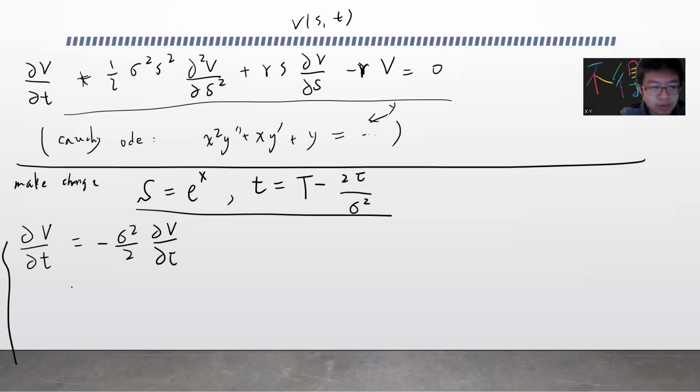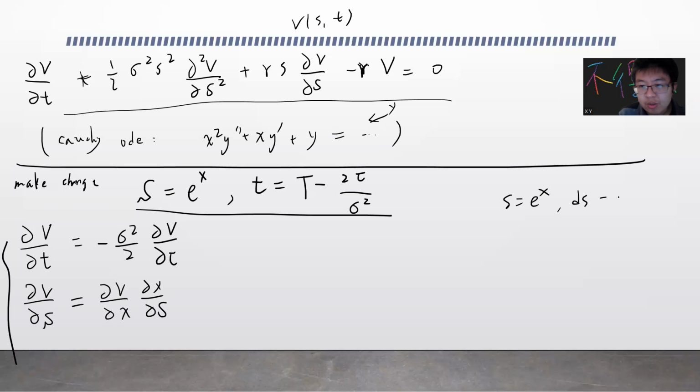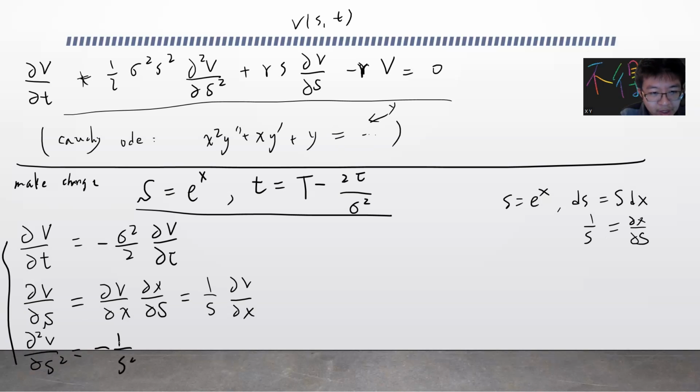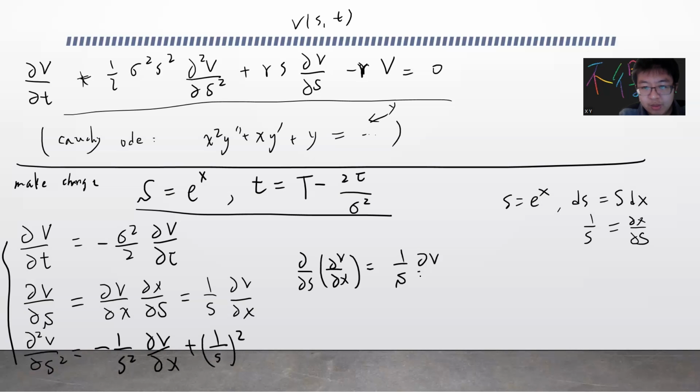There's no correlation between the two. So it's partial v partial S, which is simple: partial v partial x times partial x partial S. But S is exponential x, so dS equals S dx, so your partial x partial S will be 1 over S. And your partial squared v partial S squared, a very standard technique: it's 1 over S squared times partial squared v partial x squared minus partial v partial x, using the chain rule again. We use the same trick again. Okay, so this is what we need to know.